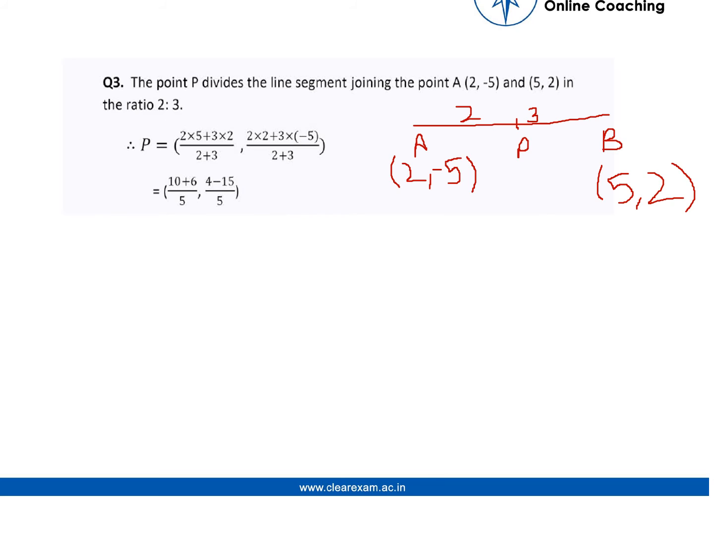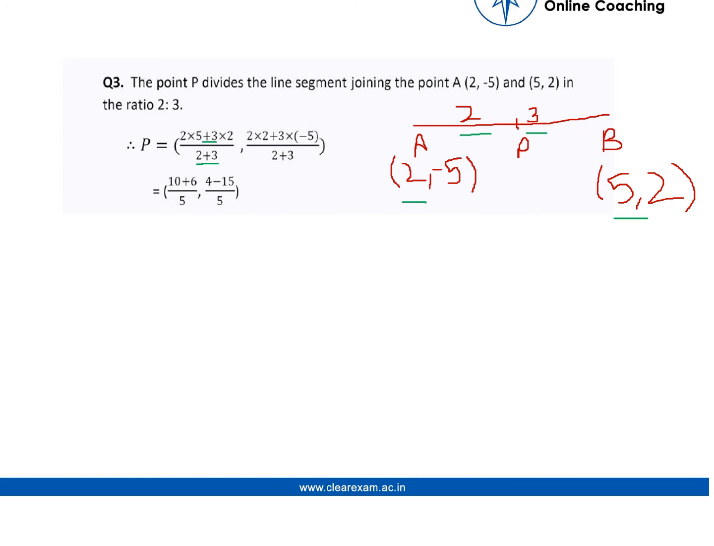So now to find the coordinates of P, I will be multiplying the ratios with the opposite coordinates and getting their sum, then dividing it by the sum of the ratio. That is, I will be multiplying 2 with B's x coordinate 5 and I will be multiplying 3 with A's x coordinate 2. Then I will be taking their sum and dividing it by the sum of the ratio, that is 2 plus 3.